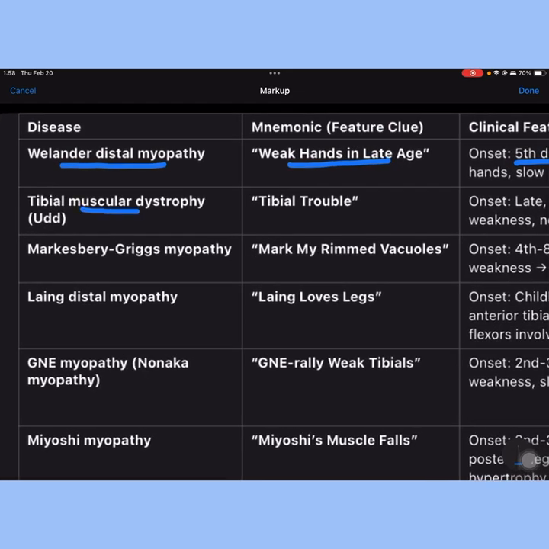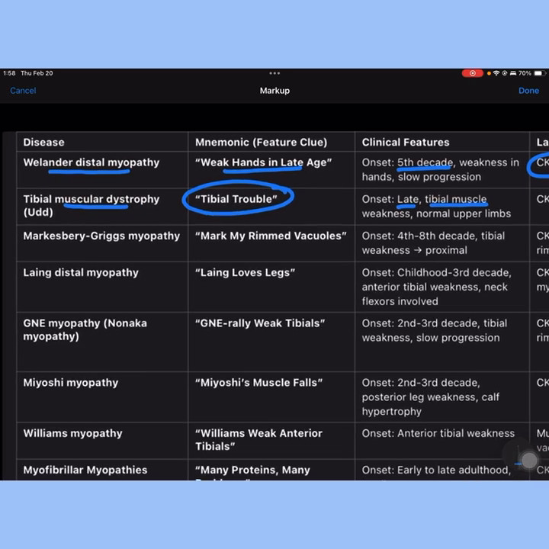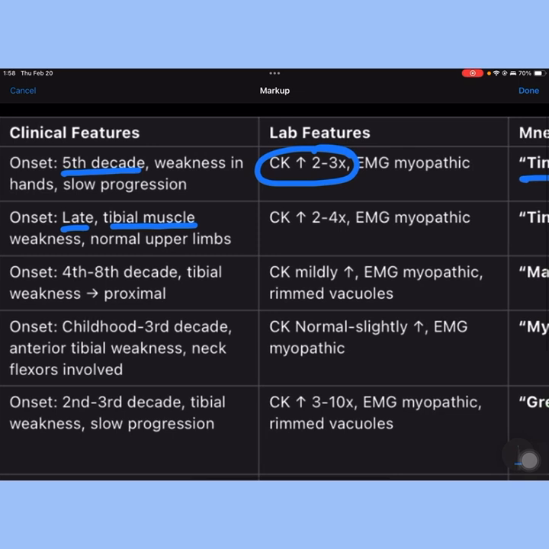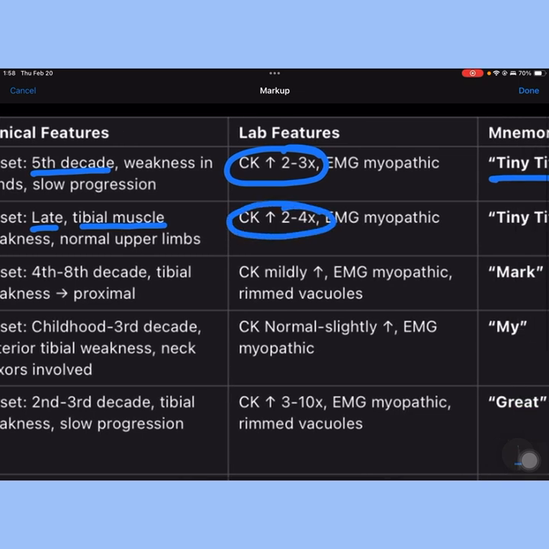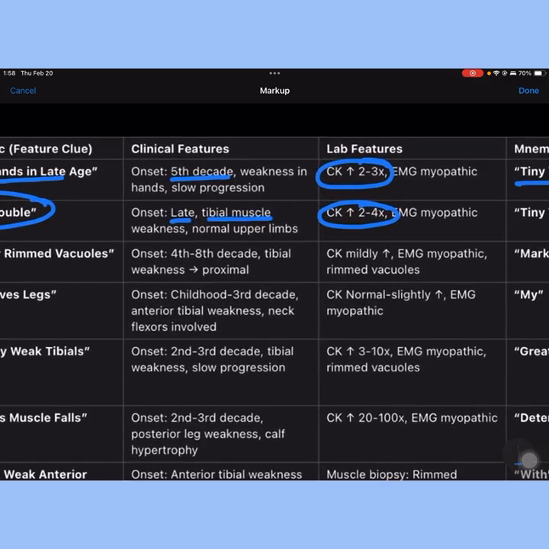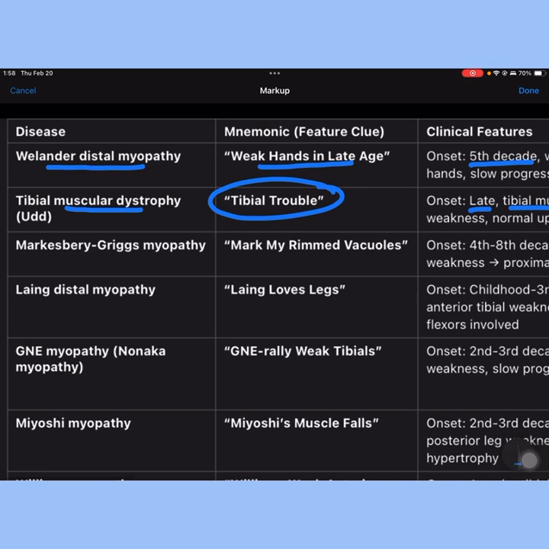Next one is tibial muscular dystrophy. There is tibial trouble. The onset is late, like the previous one. Tibial muscle weakness, normal upper limbs. So in the first one, that is Welander distal myopathy, upper limbs were affected. CK is raised 3 to 4 times, and again the abnormal protein is Titin in tibial muscular dystrophy.